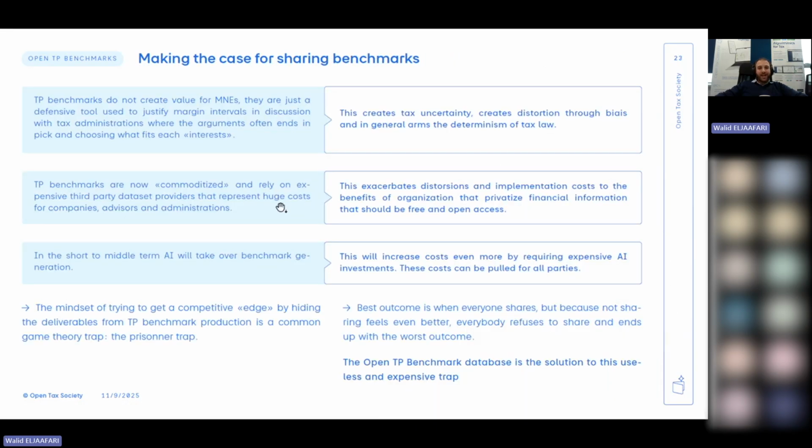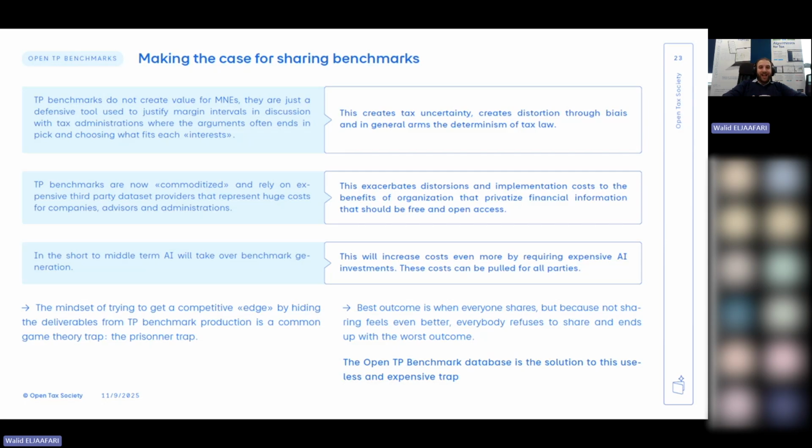So basically, I have here another slide re-explaining why it doesn't make sense to keep all of your benchmarks on your side and not share them. So basically, this is a defensive tool. You only use it to justify and position your intercompany margin in a benchmark, and the fact that it is not methodologically predictable, always left to some kind of weird discussion with the tax administrations where you're trying to discuss, is this comparable good or not? All of this creates uncertainty, distortions, and bias in the way that the tax law is applied.